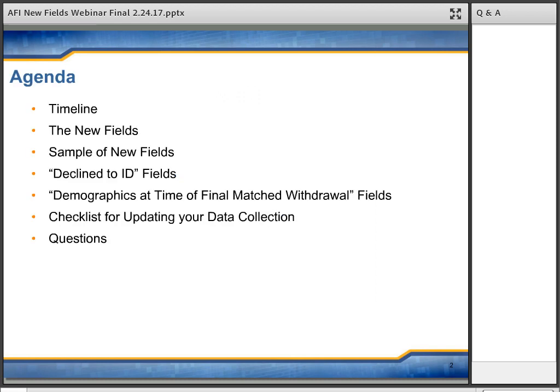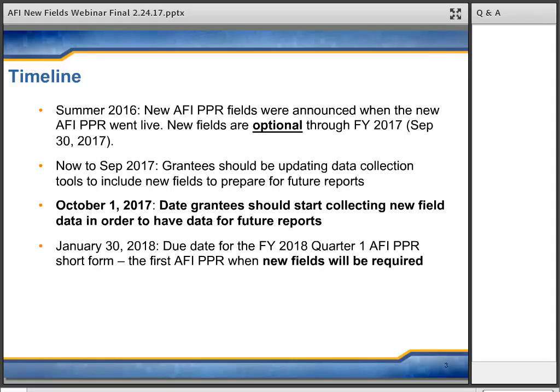So the agenda for today's webinar includes the timeline for when grantees should be collecting data for the new fields and when the new fields will be required in the AFI PPR, the directions for where to find the list of all the new fields and a sample of some of those new fields, notes about two specific new fields, the decline to ID and the demographics at time of final matched withdrawal fields, a checklist of common grantee forms and tools that grantees should be using to make sure that you've been able to update all of your materials to include the new fields, and directions for where to submit questions regarding this webinar.